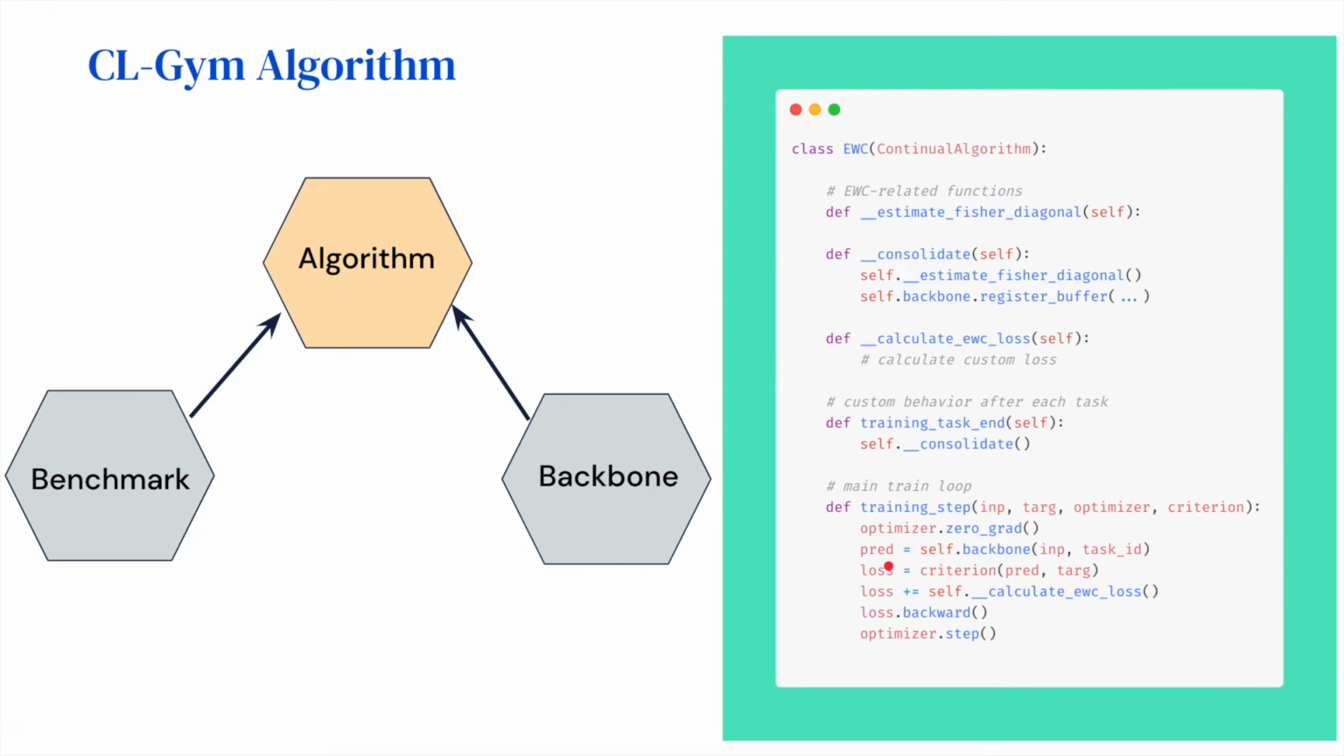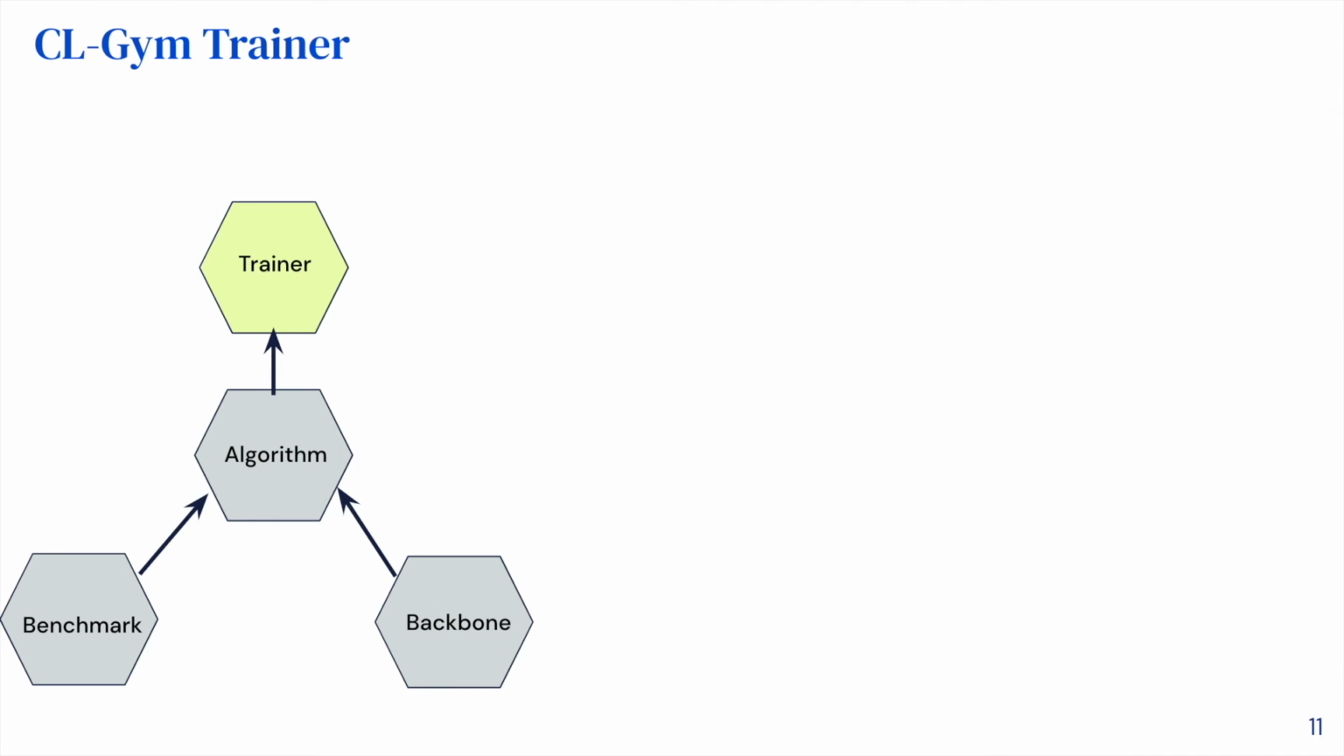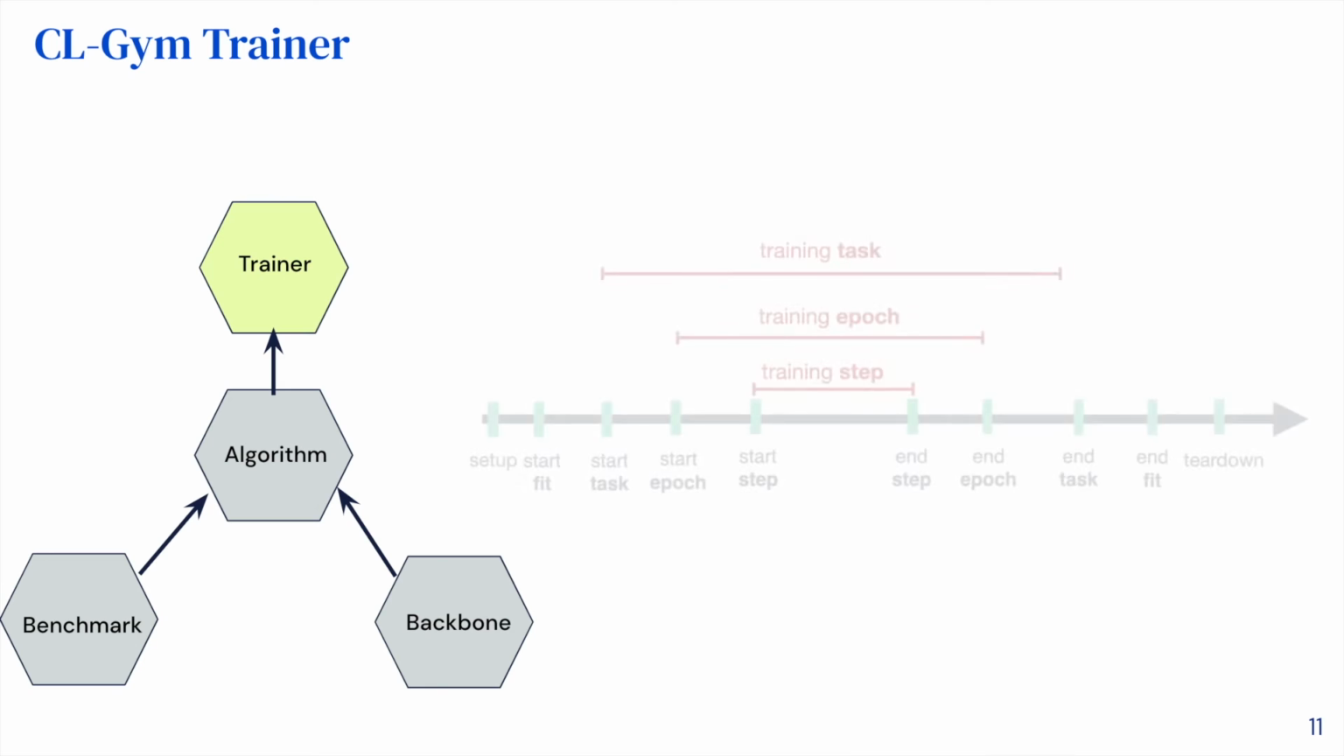For example, we can see a rough implementation of the EWC algorithm here, where we use the hook at the end of the training task to consolidate the feature information in EWC. In addition, we have a customized loss function since we have full control over the forward and backward pass. Finally, the trainer handles most of the boilerplate and non-research code.